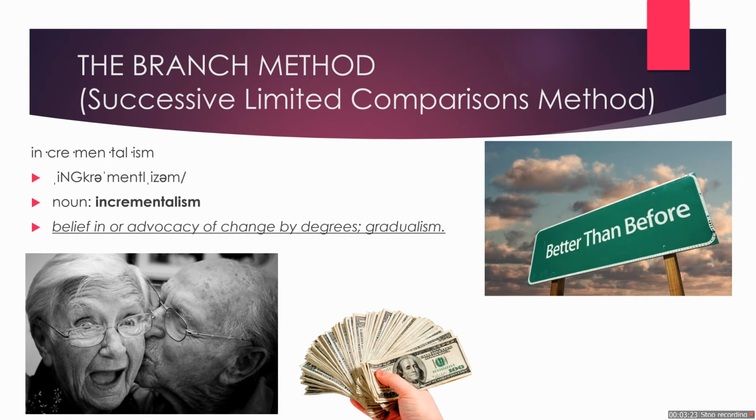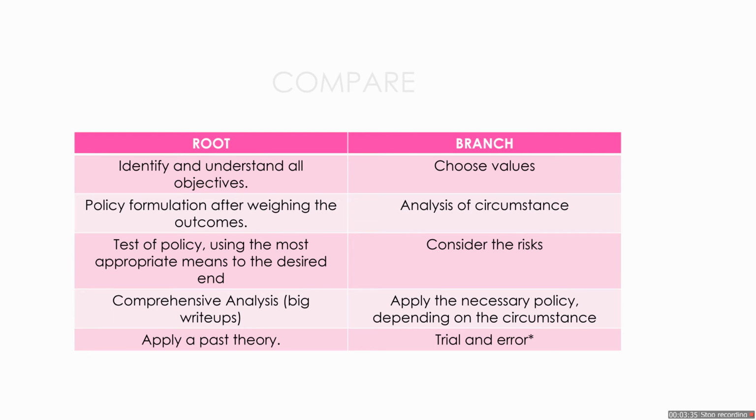One of his 1959 examples was that the agreement in Congress was to extend old age insurance. While the root ideal is for a comprehensive examination of the new policy, the branch methodology is acceptance of the basic existing system and just reviewing the additional incremental changes. This is the successive limited comparisons notion.